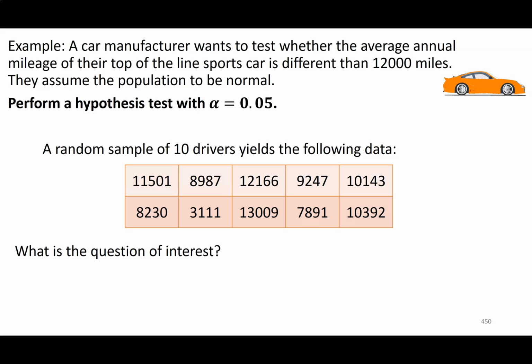So car example again, but it's a little bit different. We have this car manufacturer. They make this top-of-the-line sports car, and they want to know if the average annual mileage is different than. So different than tells me, okay, it could be higher, it could be lower. And we're going to assume the population to be normal. Okay, we're good for that one condition.